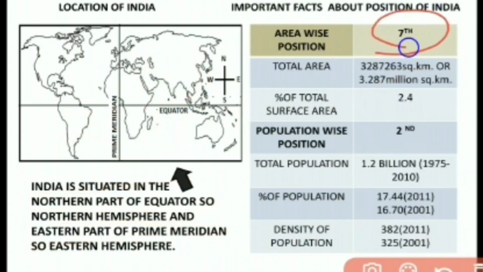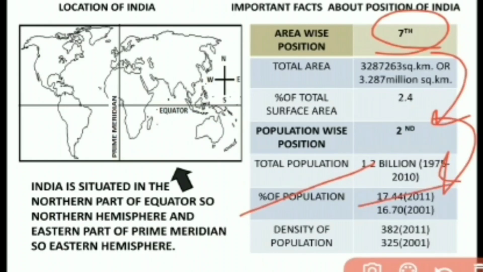Area-wise we are in 7th position, but population-wise we are in 2nd position. The population is 1.2 billion. What is the percentage of population then? If we consider the population of 2011, we get 17.44, and on the basis of 2001 data, we get 16.70.